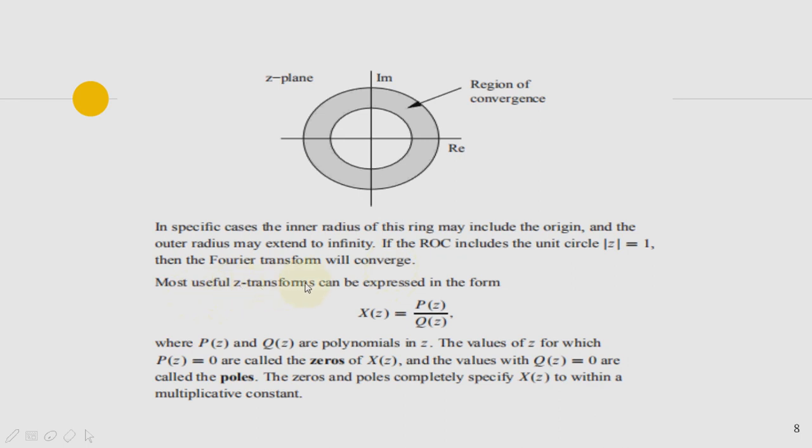And the most useful z transform can be expressed by its transfer function x of z is equal to p of z divided by q of z, where p of z and q of z are nothing but the numerator and denominator polynomials in z. And the values of z for which p of z is equal to 0, that is numerator equal to 0, are called the zeros of the transfer function or x of z, and those for which q of z, that is denominator, is equal to 0, are called the poles, and the zeros and poles completely specify x of z to within a multiplicative constant.